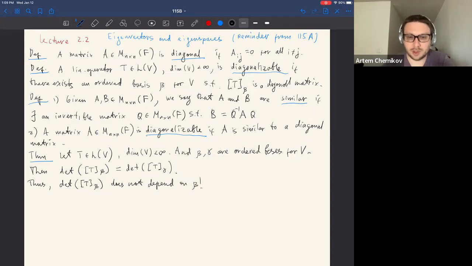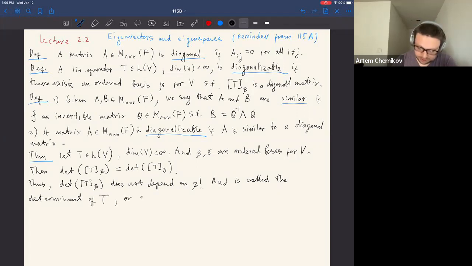Okay, and hence it is called simply the determinant of T, of the linear transformation T. Okay, or notationally we write it as det T, determinant of T.